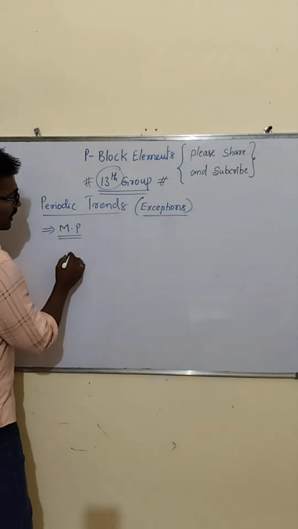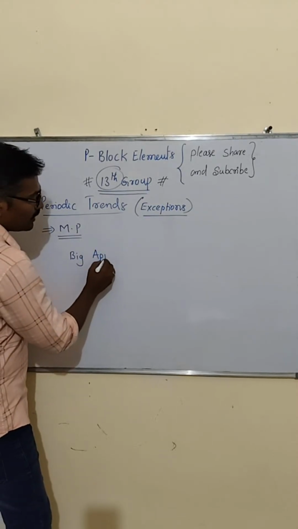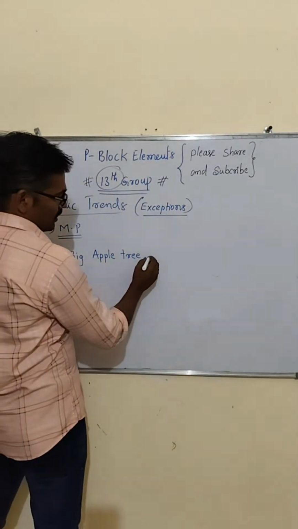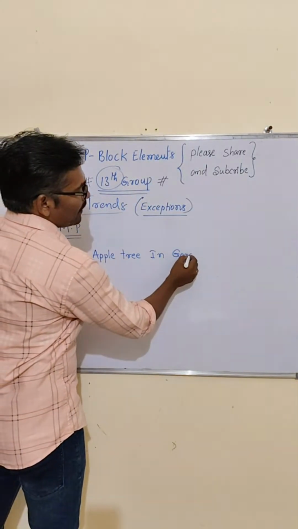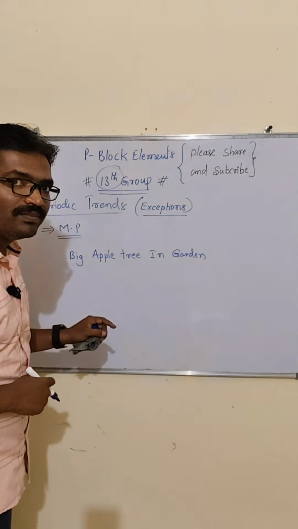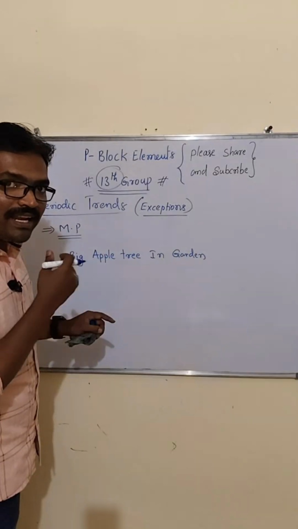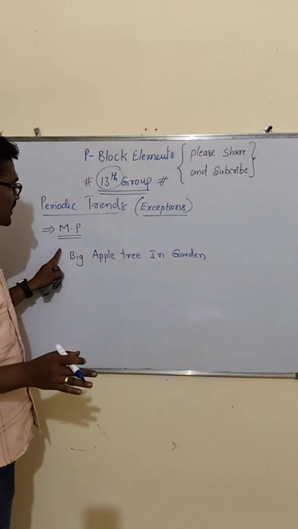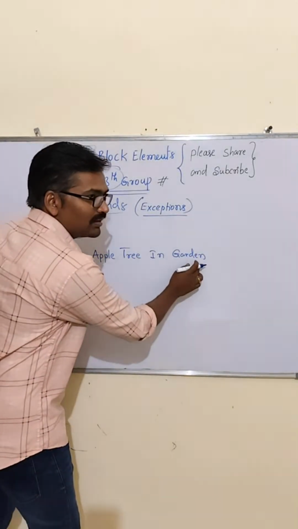Look at this: Big Apple Tree in Garden. Big Apple Tree in Garden. Previously we discussed Big Tiger in Garden Always. That is the trick for electronegativity. Now the second trick is Big Apple Tree in Garden. So what is the trick?